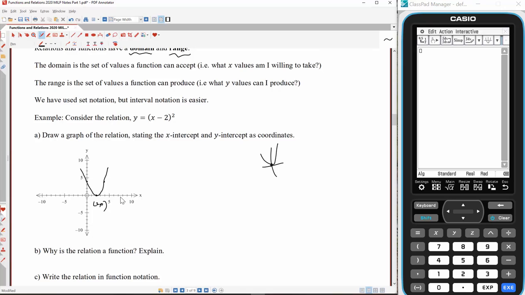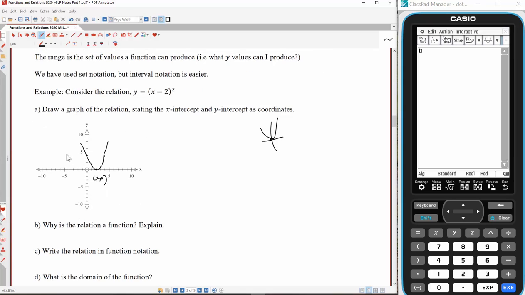Not all that symmetrical. Anyway, we'll run with that at the moment. When x is equal to 0, y is equal to 4. Why is the relation a function? Explain. All right, well, if you look at it, it passes the vertical line test, or we'll say for each value of x, it produces only one y value.